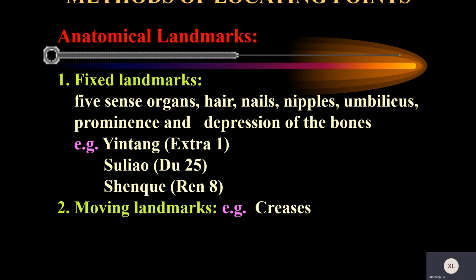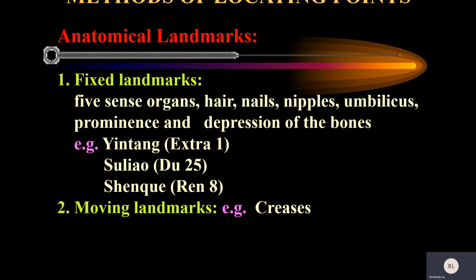So anatomical landmarks are so important. Even if we can use proportional measurements, like cun measurement, if you are not familiar with anatomical landmarks, you still could not locate the points accurately. So important. You learn palpation anatomy with Ian. Try your best to learn well. It really helps us to locate the points.